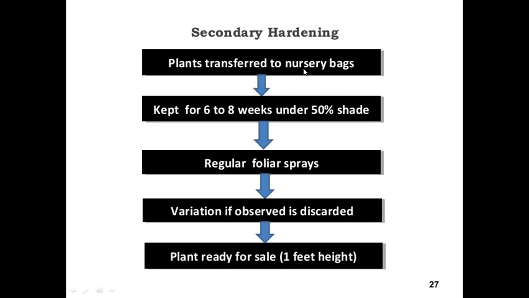Plants are transferred to nursery bags and kept for 6 to 8 weeks under 50% shade. Okay, if the plants survive here, we give a foliar spray and variation is observed. Any plant that is variant or different from the species, we can discard that plant, and finally we have the plants that are ready for sale.